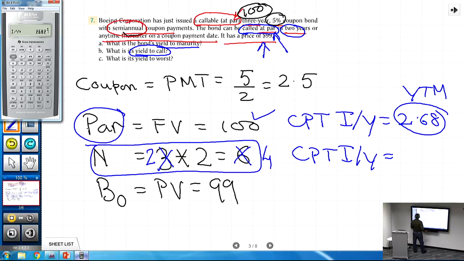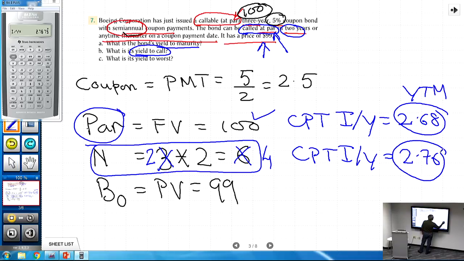So I go back over here. All I need to do is clear everything, change the N to 4, and then compute IY. And this is 2.76.